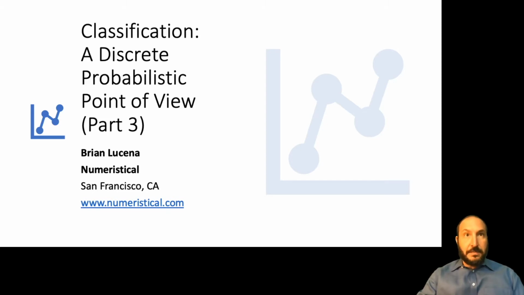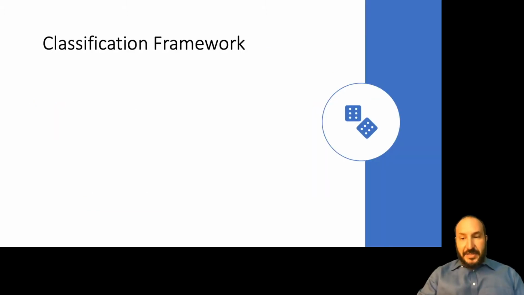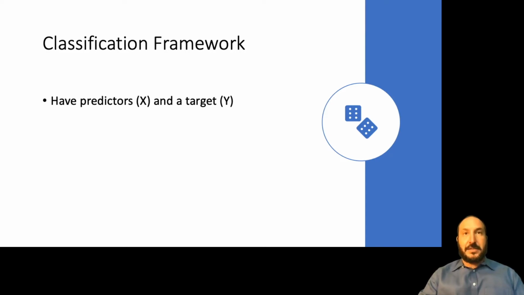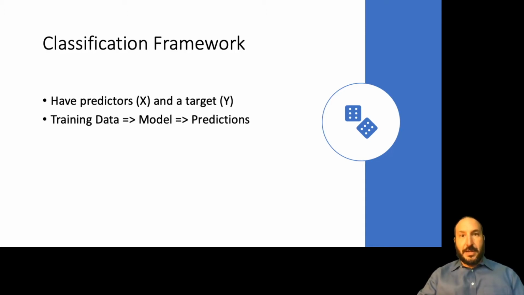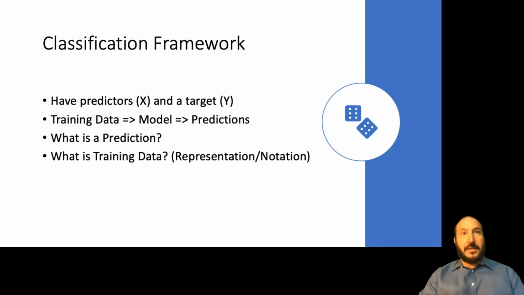So let's get started. We talked about a classification framework that we're going to use where we have predictors X and a target Y. Our paradigm is that we get some training data, we use that training data to build a model, and then we use that model to make predictions. In the previous parts, we talked about what is a prediction, defining what we mean by that, what is training data, what we mean by that, and how we represent it, and what notation to use for it. Now in this part 3, we're going to talk about what is a model.